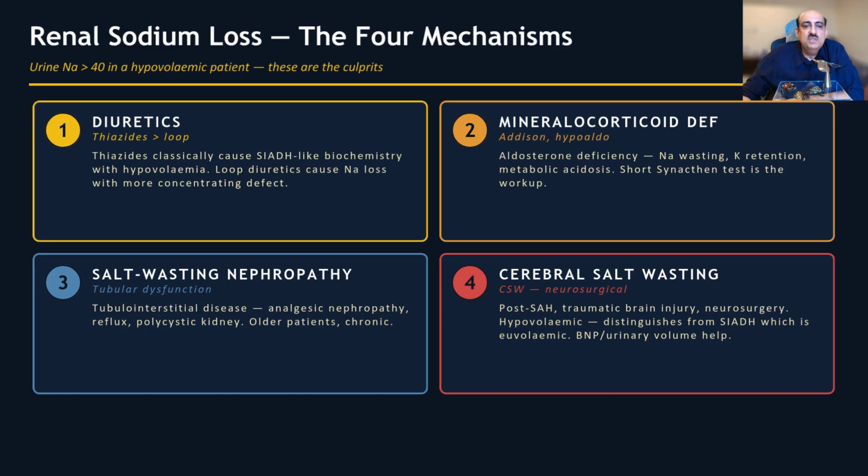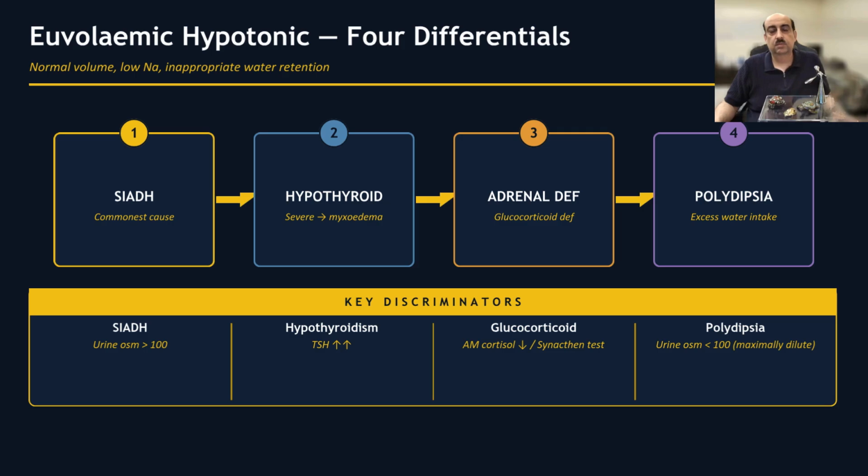Third is a salt wasting nephropathy. Any tubulointerstitial disease, analgesic nephropathy, chronic reflux, polycystic kidneys, any patient with mild CKD, even older adults can have salt losing nephropathy conditions. And fourthly, cerebral salt wasting: any intracranial event, subarachnoid hemorrhage, traumatic brain injury, neurosurgical procedures, they lead to a SIADH-like condition that leads to sodium loss.